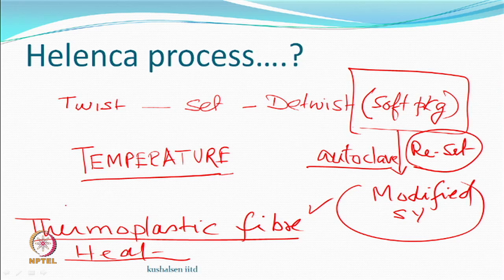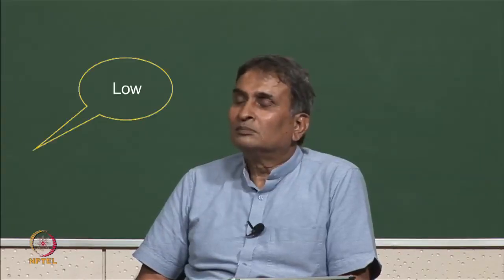So, should it be high or should it be low? Low. That means the second heating cycle would have a lower temperature than the primary or first heating cycle. If you remember your thermoplastic yarns, polyester, etcetera, you iron, you put a crease, and when you wash it, the crease stays there. But if you want to remove the crease, then you go to a temperature equal to the previous temperature or above, and then you can remove the crease.